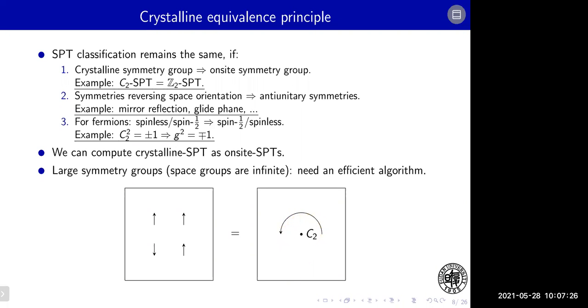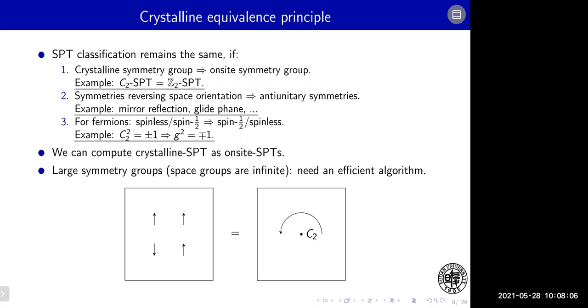And the second rule is that if the space group symmetry reverses space orientations, like a mirror symmetry or glide plane symmetry, you should treat that as anti-unitary symmetries. A third rule is that for fermions, you could either have spinless or spin one-half fermions, and the correspondence is twisted. So if you have, for example, the classification of C2 symmetric fermionic SPT phases, if the fermion has C2 squared equals +1 or -1, that corresponds to an on-site symmetry which squares to -1 or +1 respectively. So +1 goes to -1, -1 goes to +1.